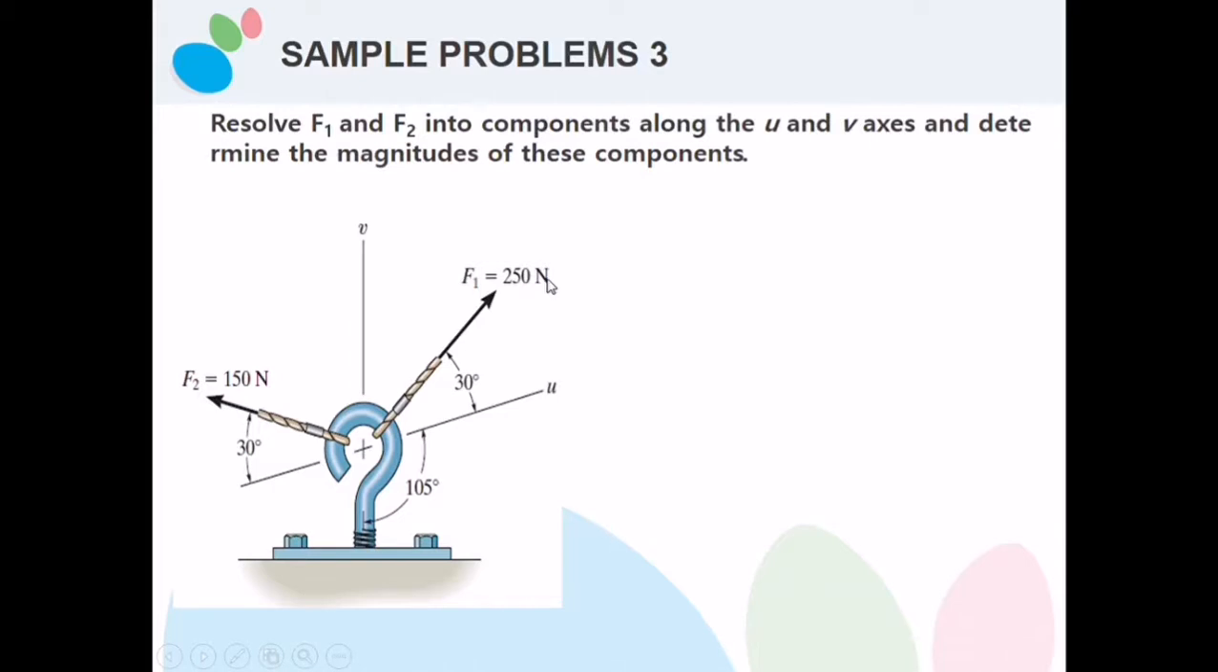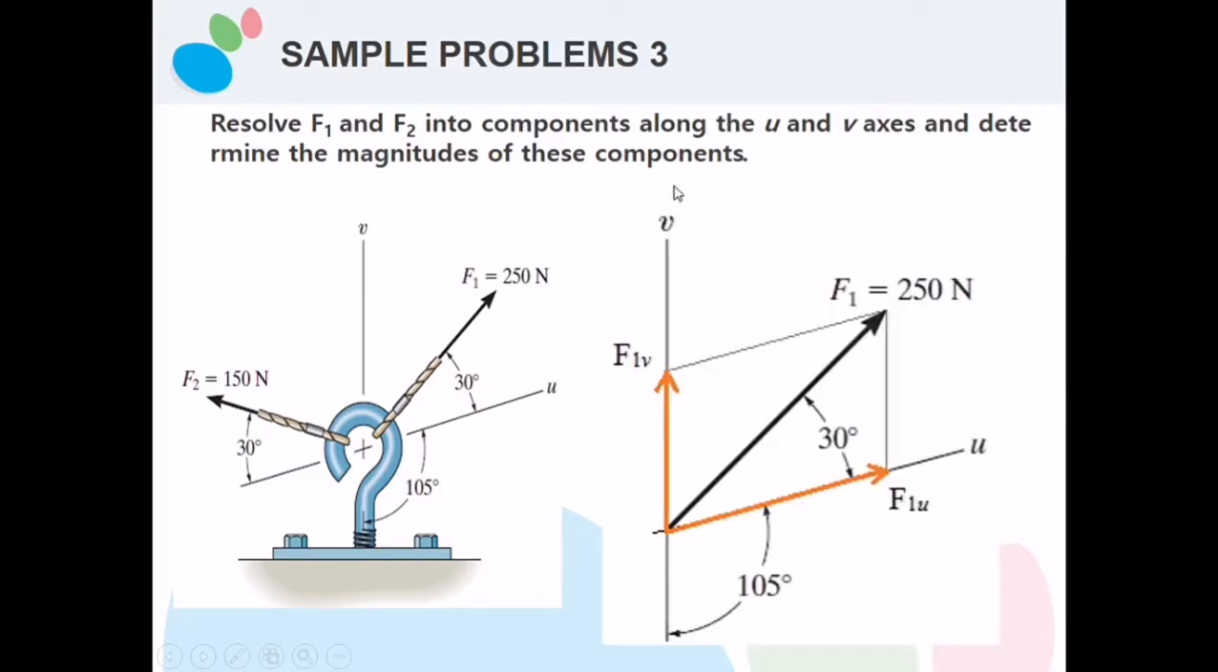Okay, so now let us draw the free body diagram for the first force, which is 250 Newton. So here it is. This is our v axis, and here is our u axis. We are going to solve for the v component of our first force and then the u component of F sub 1. As you can observe, here is the 30 degrees, or theta, and the 105 degrees is here. This arrow is our resultant vector, which is 250 Newton, our F sub 1. Now let us find the two components, the v component and the u component.